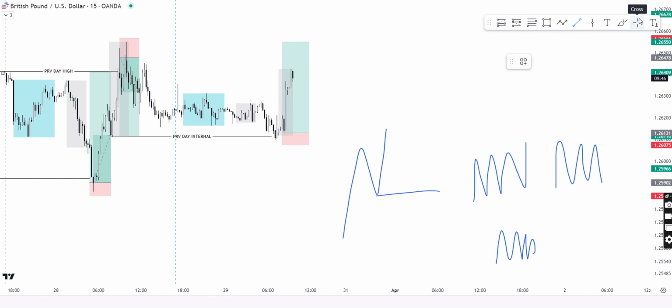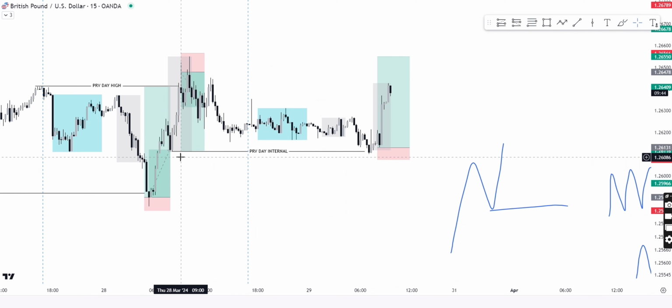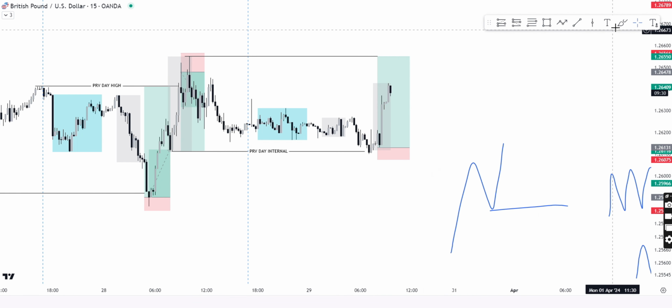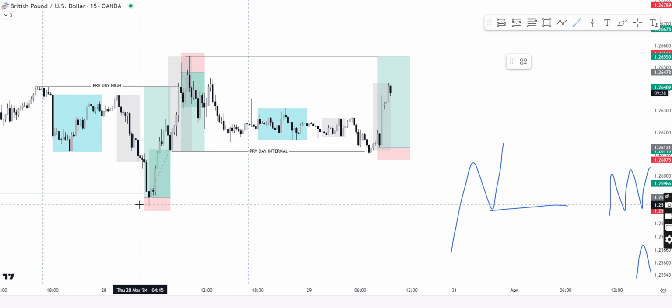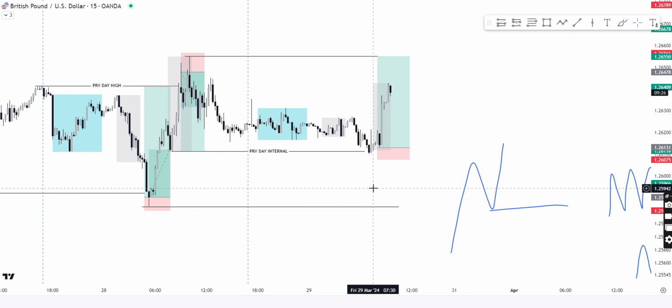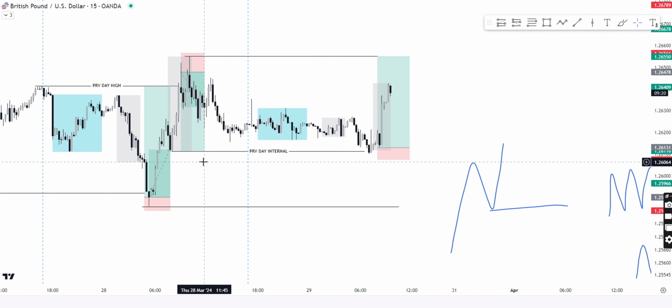As I identified the liquidity, there is a clear previous day's internal liquidity sitting here. Previous day's internal liquidity means any clear swing low or swing high in between the day's high and day's low. This is the previous day's high and this is the previous day's low. And there is a clear swing low in between the previous day's high and previous day's low. So this is a very, very clear liquidity.